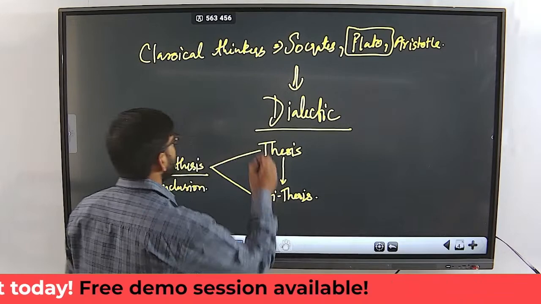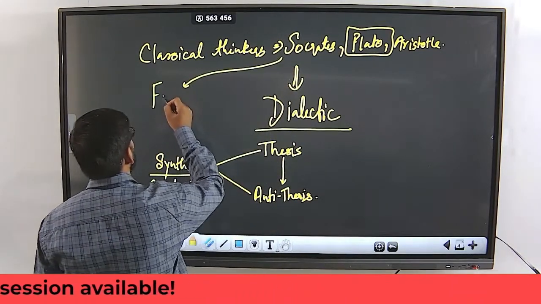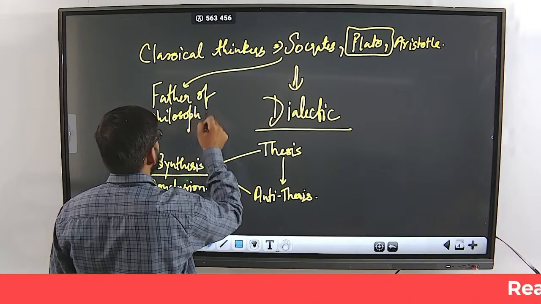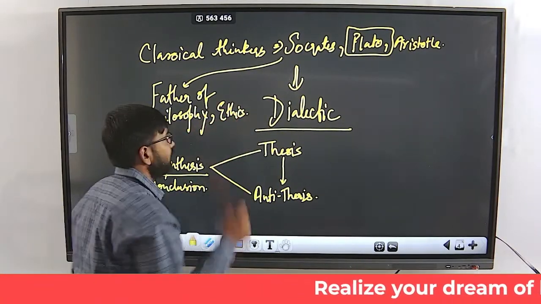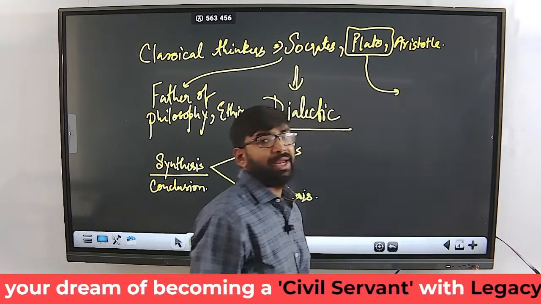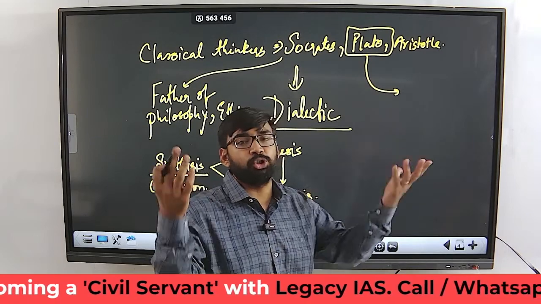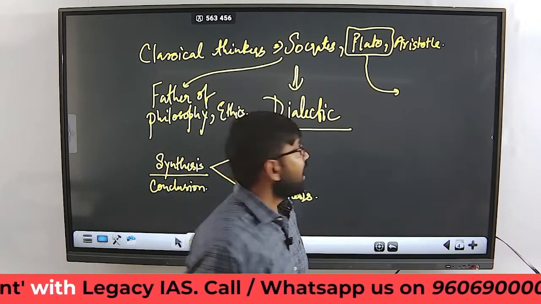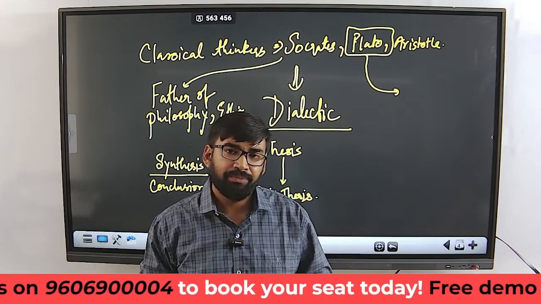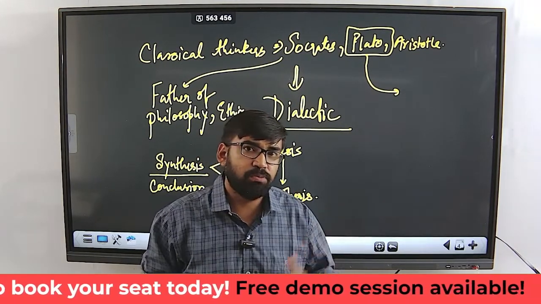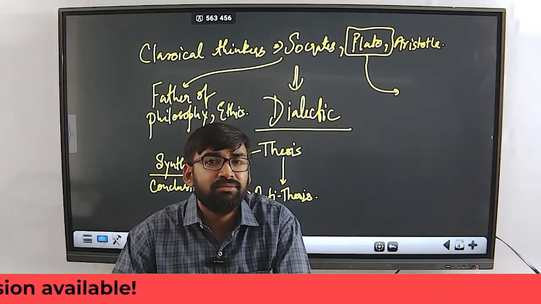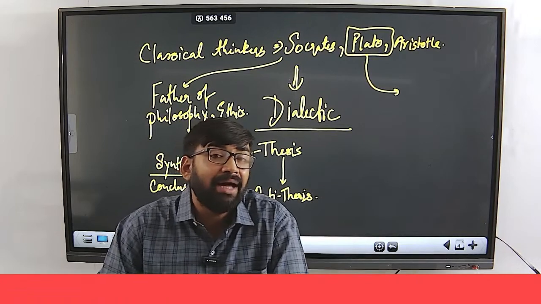Getting my point? So Socrates is considered the father of philosophy, father of ethics. Now, after the death of Socrates, Plato. Plato means broad shoulders. On the ideas of Socrates, he started writing the conversation in his book, The Republic, where he stated that Athens should become an ideal state.